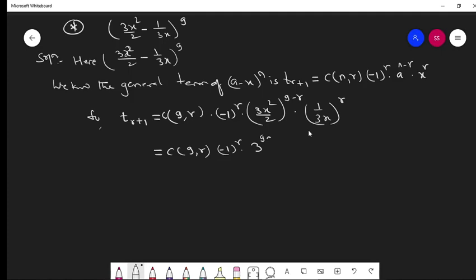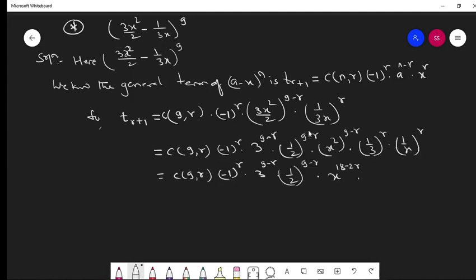And minus 1 to the power r, 3 to the power 9 minus r, 1 by 2 to the power 9 minus r times, what is the value of x? X to the power 18 minus 2r times 3 to the power minus r times x to the power minus r. I raise this power this way.